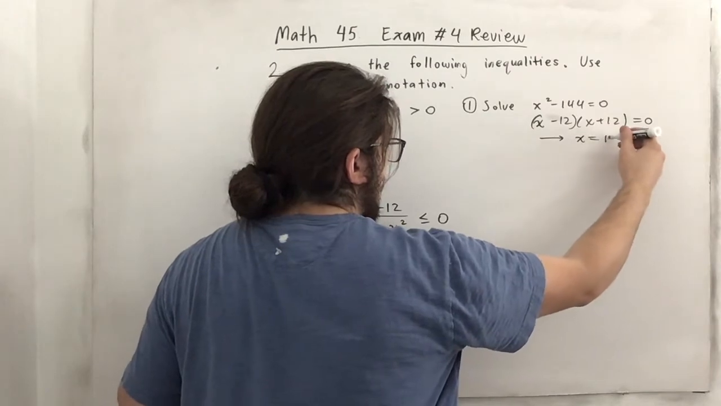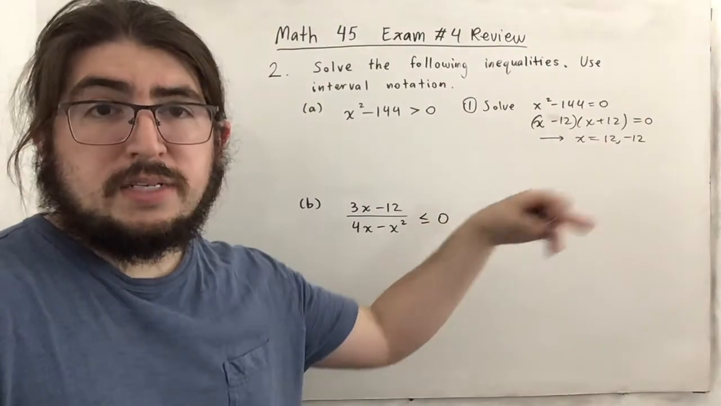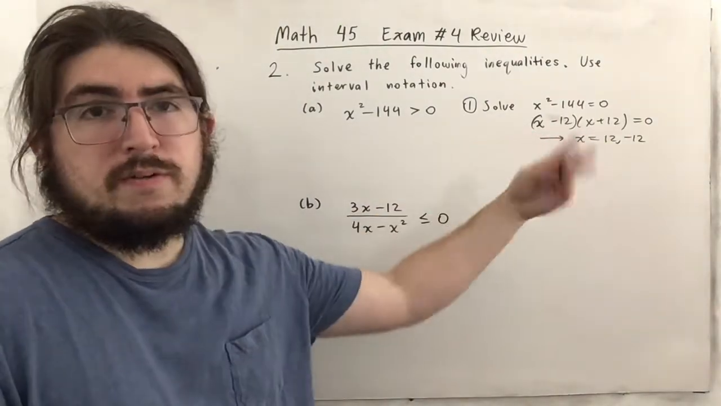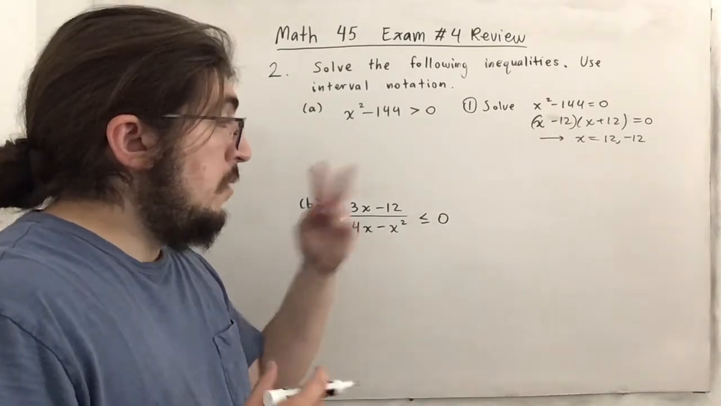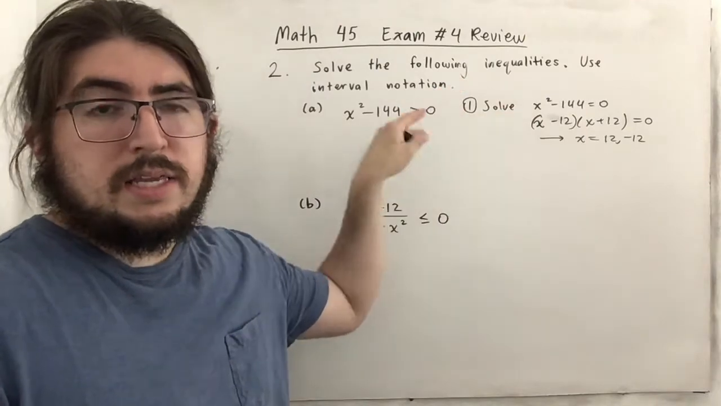Now there are a few ways of doing that besides what I've done here. Of course, you can add 144 to the other side, take the square root, and you get plus or minus the square root of 144, which is plus or minus 12, so positive or negative 12. Perfect, just like we have here. Now, these are the solutions to the equation, not the inequality.